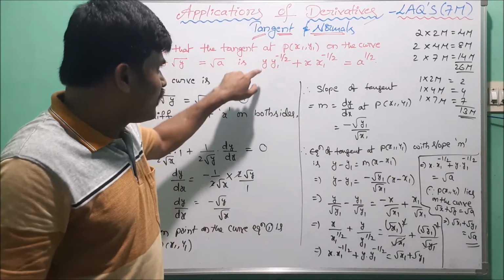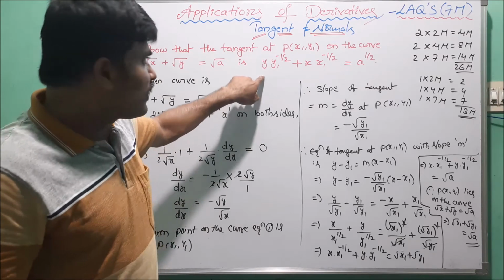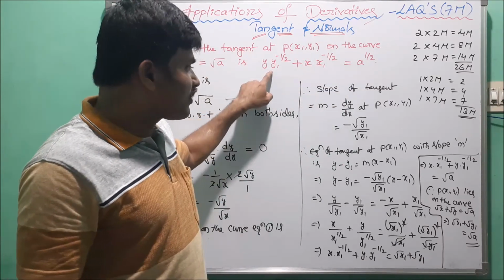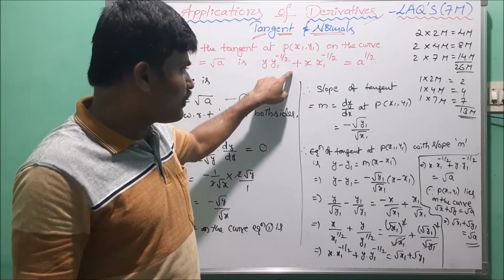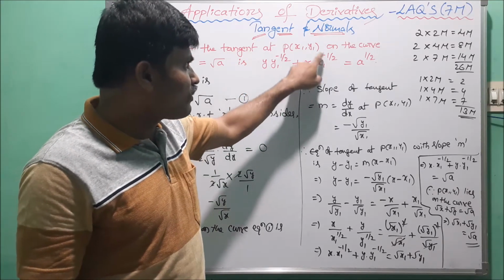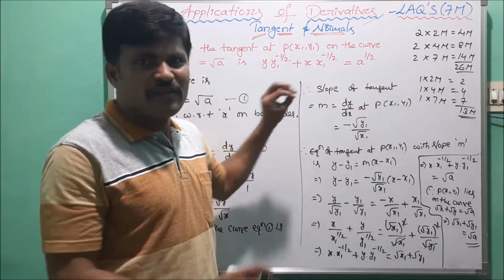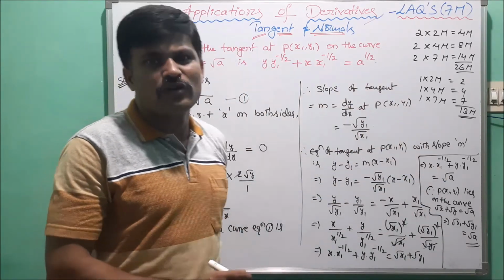Now we observe the result to be proved in the given problem. The equation of tangent is y into y1 power minus 1 by 2 plus x into x1 power minus 1 by 2 equals a power 1 by 2. So this is the solution for this problem. Write down this solution.